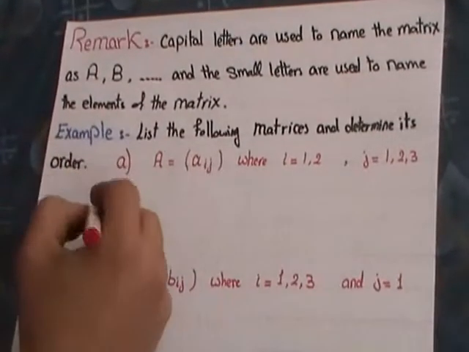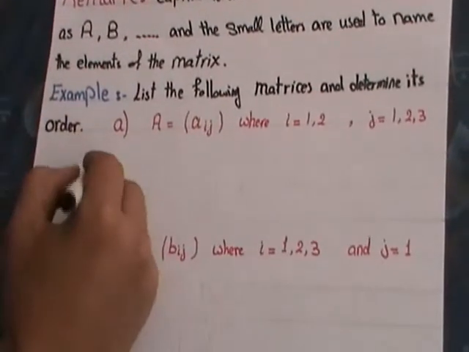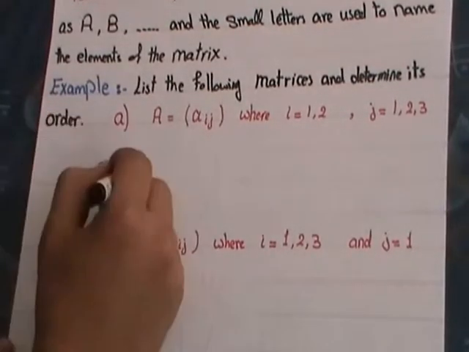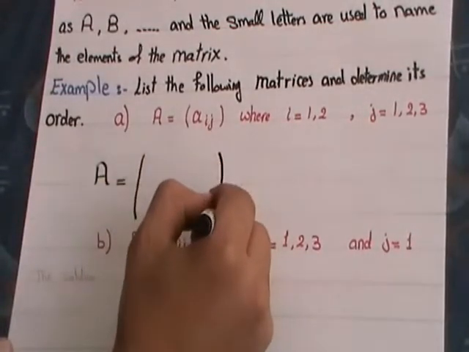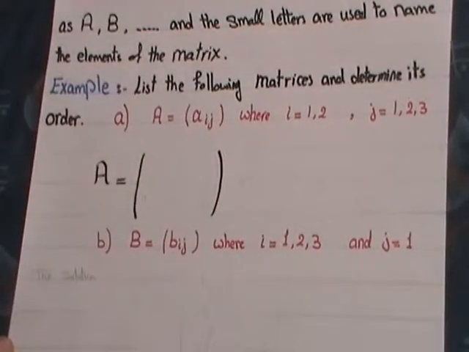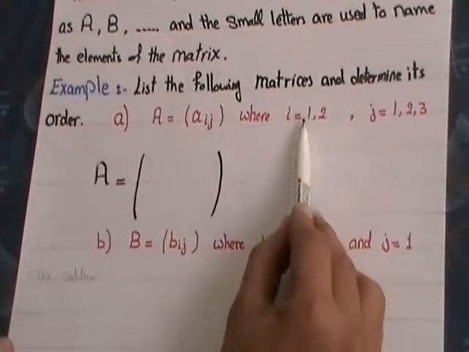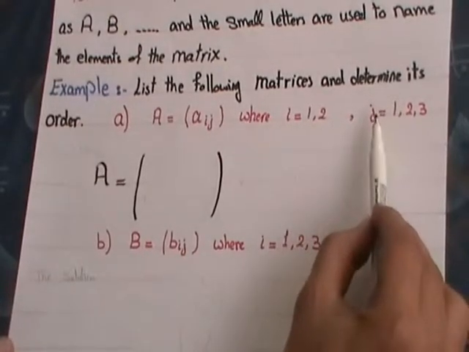The solution. We start with the name of the matrix, a capital letter, which is A. And then we write the parentheses like this. And how many rows do we have? i represents the number of rows. We have here 1, 2. We have 2 rows. And how many columns?